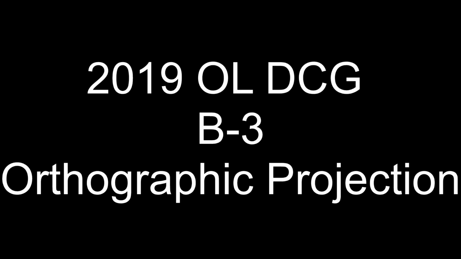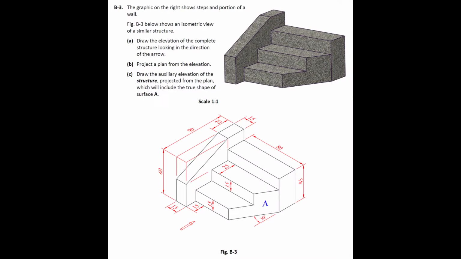This is the 2019 Ordinary Level DCG question B3, and it's an orthographic projection question with an auxiliary elevation. The graphic on the right shows steps in a portion of a wall. Figure B3 shows an isometric view of a similar structure. Part A is to draw the elevation of the complete structure looking in the direction of the arrow.